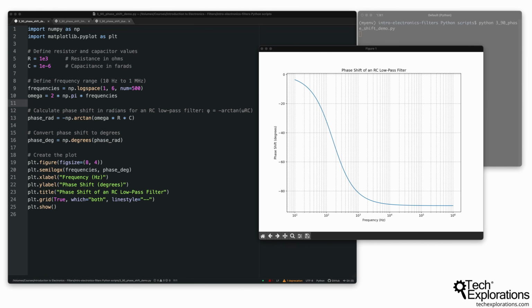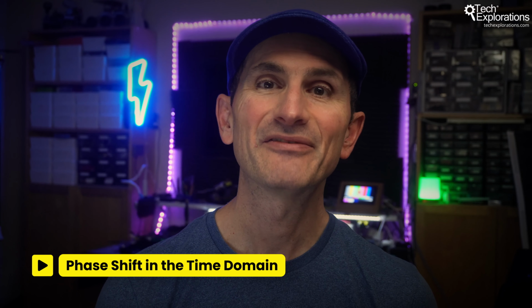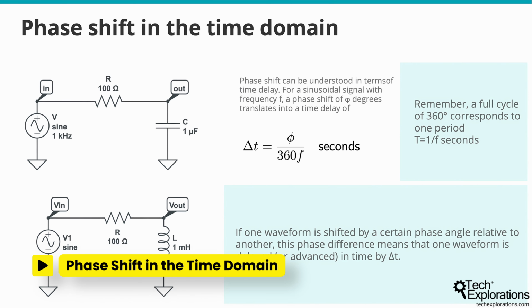When you run this script, the plot will show the phase shift in degrees as a function of frequency. Notice that at lower frequencies, the phase shift is close to 0 and gradually approaches minus 90 degrees as the frequency increases. When I first encountered the concept of phase shift, I found it quite challenging to grasp.